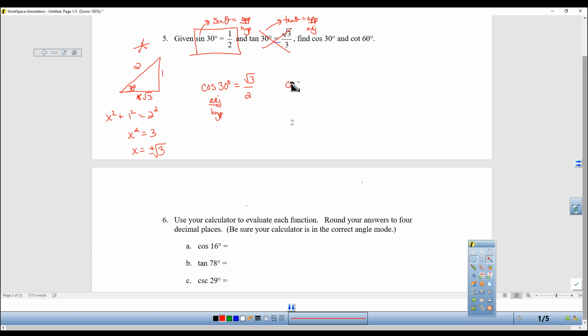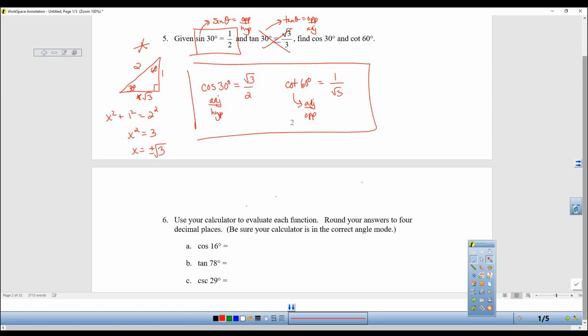Now the next one asks you for cotangent of 60. Sometimes they're asking you for the other angle. Remember, this is a 90, and so these other two add up to 90 because all three angles add up to 180. So this is your 60-degree angle. Cotangent is adjacent over opposite. From the 60 degrees, 1 is the adjacent, and square root of 3 is the opposite. Okay? So there you go. We did it, and we didn't even use that tangent, did we?